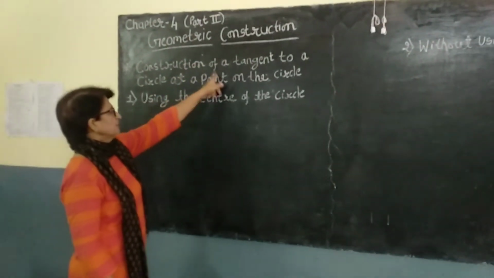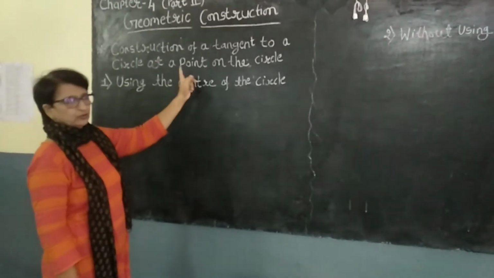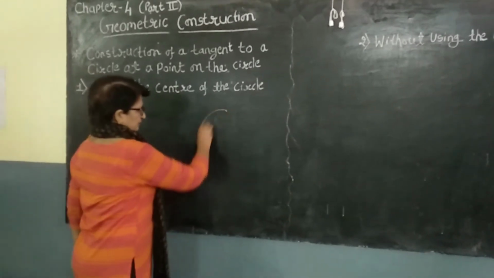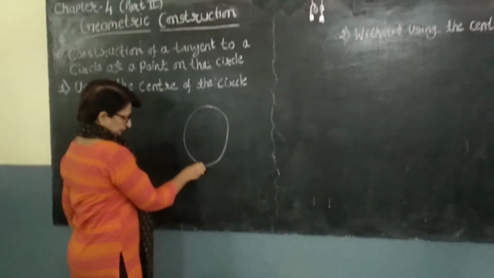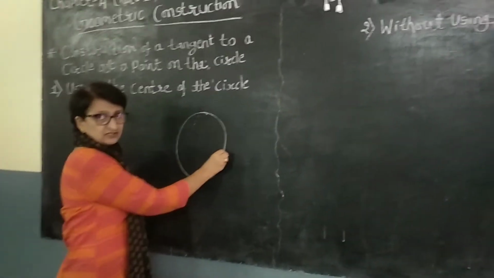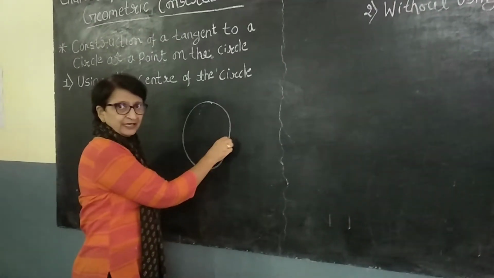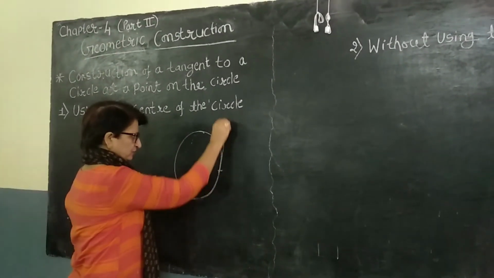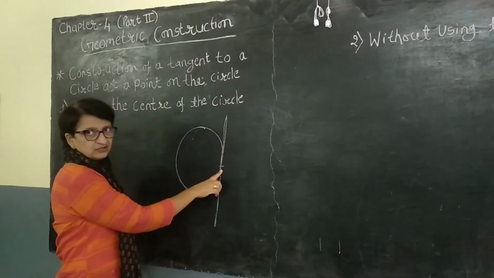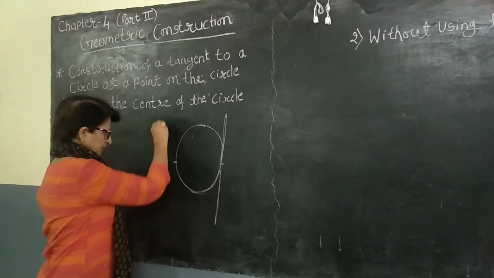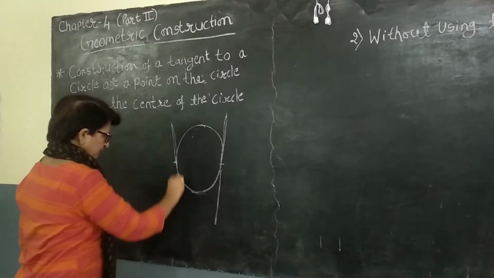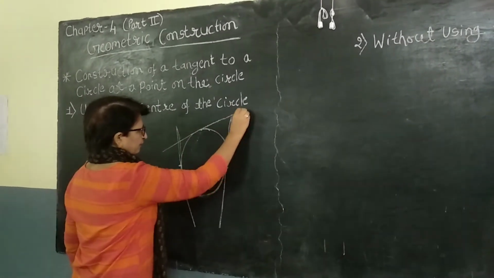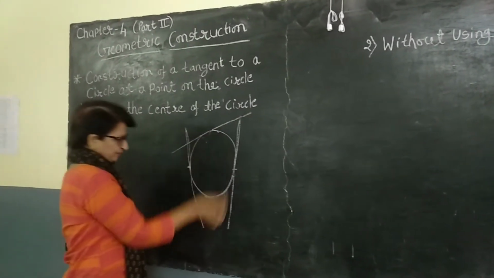We have to do the construction of a tangent to a circle at a point on the circle. So first of all you must understand what is a tangent. This is a circle. Any line touching the circle at one point is called a tangent. Supposing I draw it. So this is a tangent. Here I take a point and I make a line from here. So this is a tangent. How many places is the line touching? 1 point. So it is a tangent.